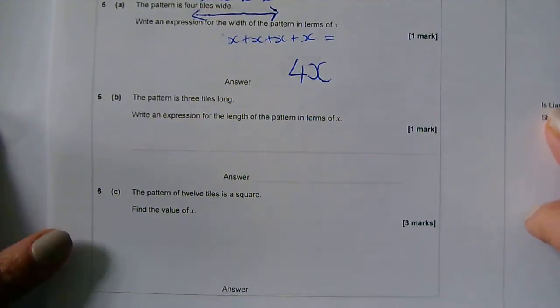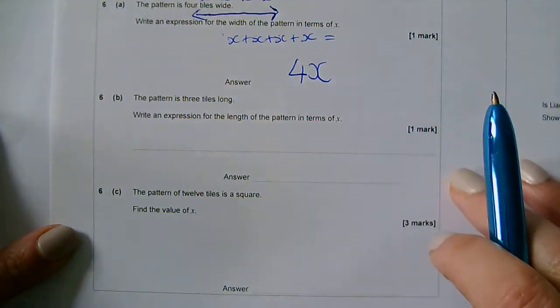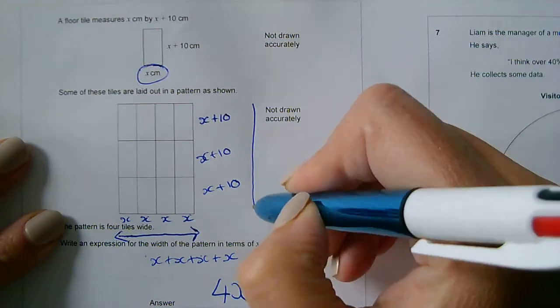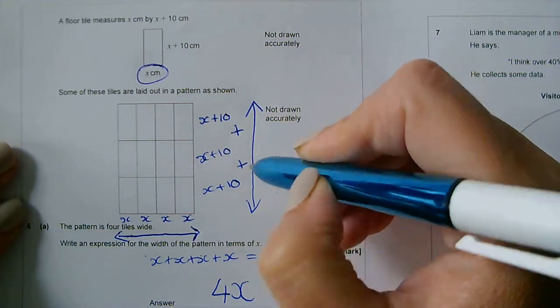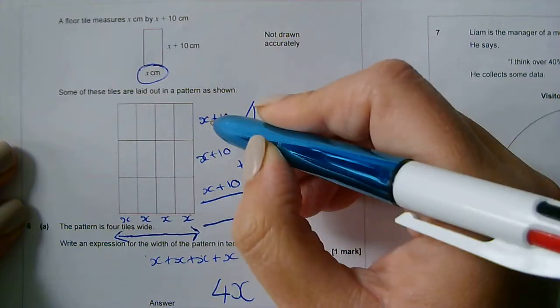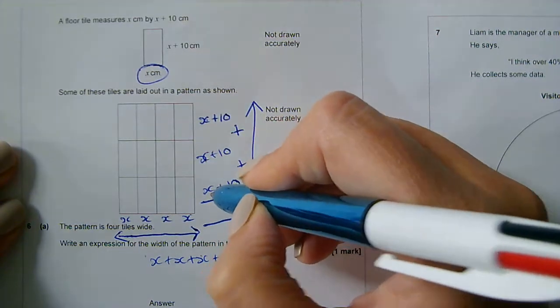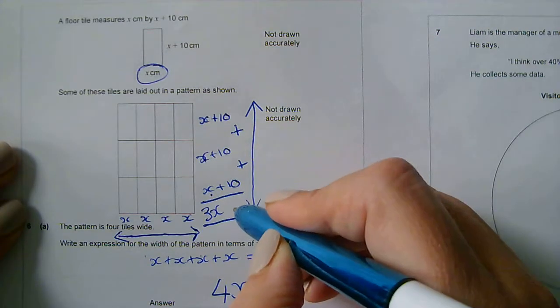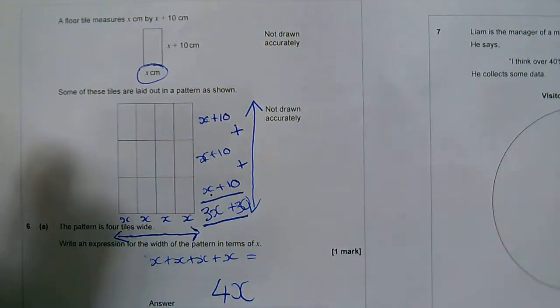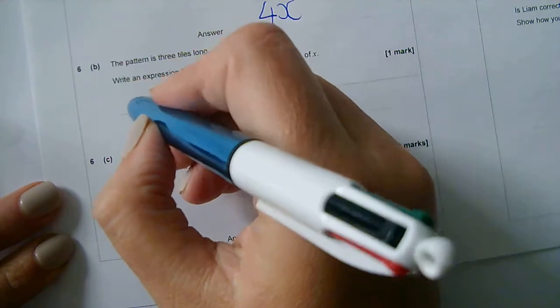The pattern is 3 tiles long. Write an expression in terms of x. So as you can see in the picture, 3 long, we've got x plus 10 plus x plus 10 plus x plus 10. So we could do that in a group. x plus x plus x is going to give us 3x, and 10 plus 10 plus 10 is going to give us 30. So if you're doing it in the exam, you could write it out in full.